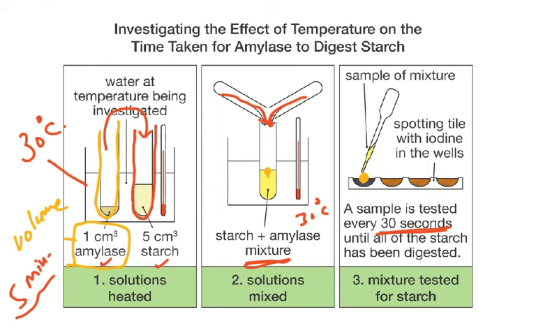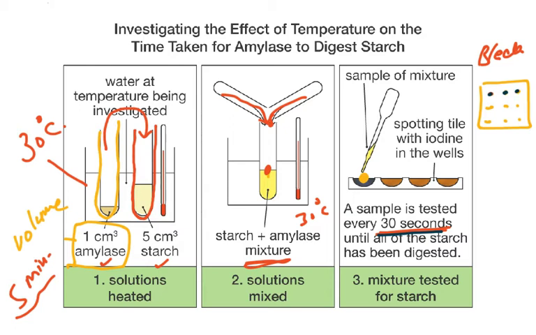And what have you got? You've got a spotting tile with iodine in the wells, or you can just have a plain tile and you can put iodine on it. And you take a sample from here and you mix it with the iodine solution, and it turns black. If it turns black, it means starch is still present. Then after another 30 seconds, you again touch and it's black.